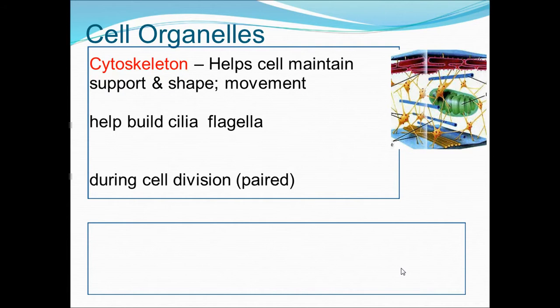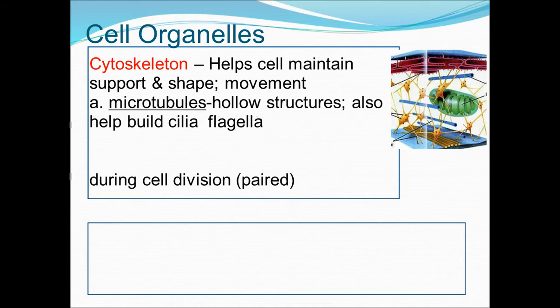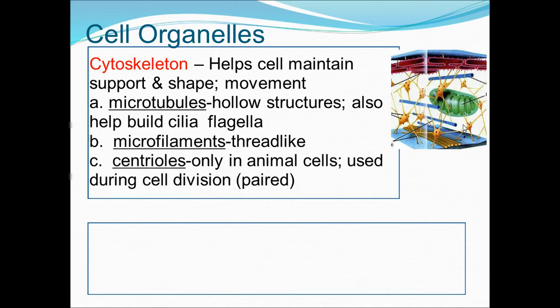The cytoskeleton helps maintain support and shape. In the picture over here, the cytoskeleton is these tubules that you find here, these ones along here, and to some extent these things that kind of look like nerves. They support and shape the cell. They allow for movement. Microtubules are the hollow structures that help build cilia and flagella. Microfilaments are thread-like, and centrioles, which are only found in animal cells, are used during cell division.